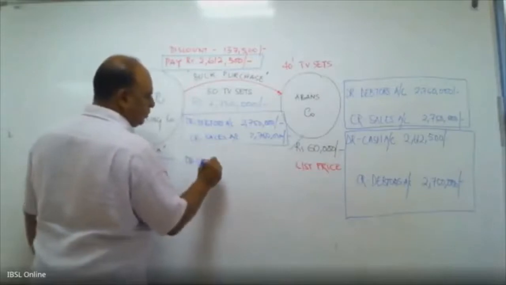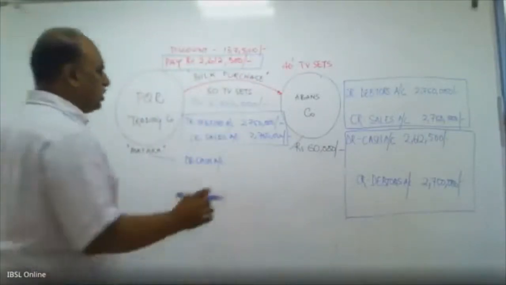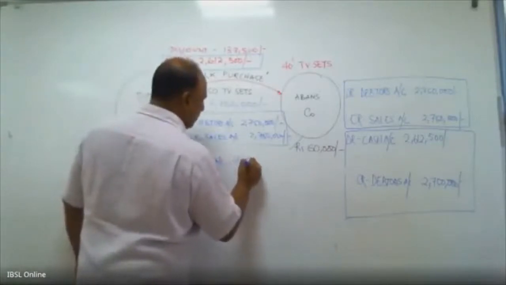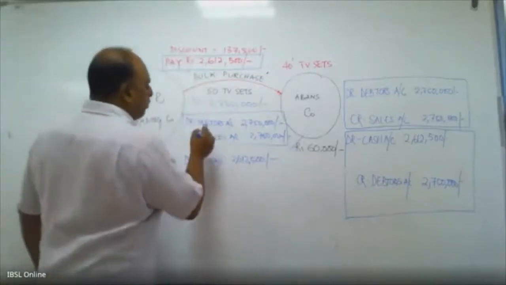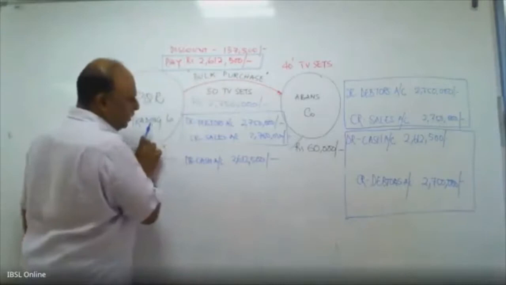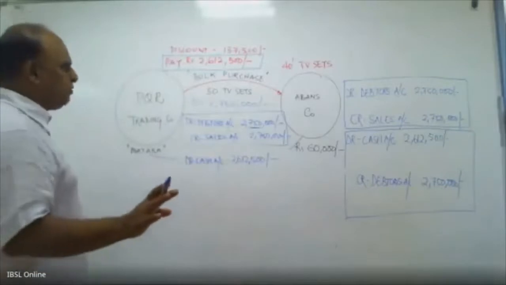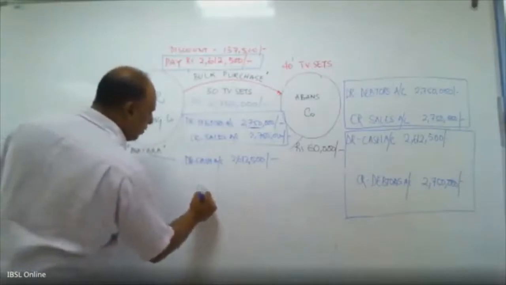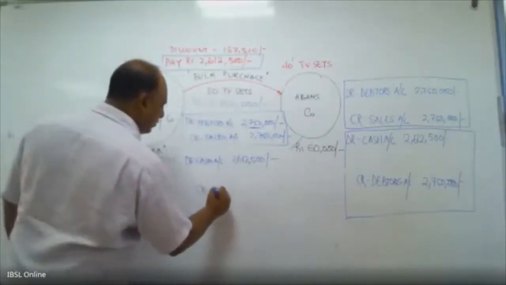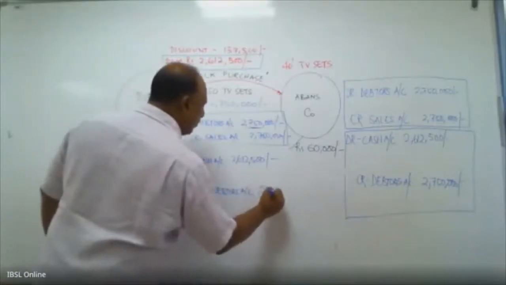Is it visible now? Yes, sir. Right. Debit cash account 2,612,500. But the present outstanding debtors in the name of PQR Trading Company is 2,750,000. But now they are not going to pay 2,750,000. They will pay only 2,612,500 because you have agreed for a discount. So what you have to do is reverse the entire debtors. So debtors account, you will reverse 2,750,000.